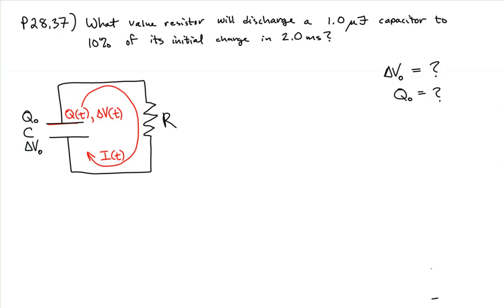We want to know when the charge, so I'll say Q, is equal to 10%, so I'll say 0.10 of its initial charge. And we do know that the amount of time that takes to get to 10% of its initial charge is 2.0 milliseconds. And let's add the capacitance here. The capacitance is 1.0 microfarads.